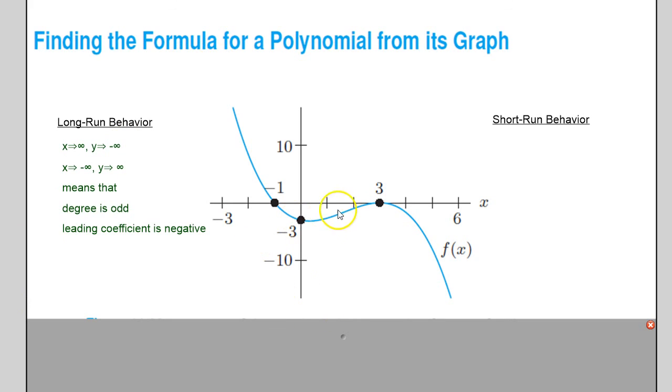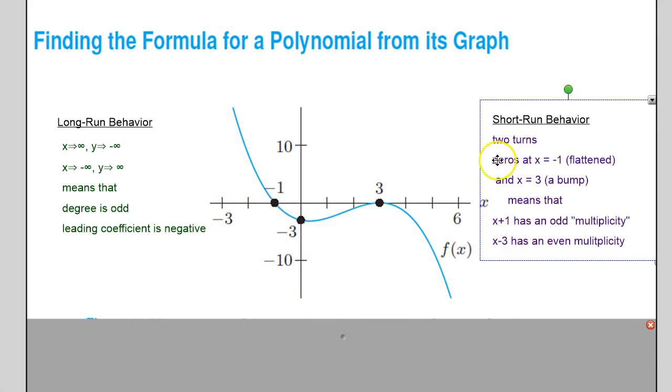As you can see, as x goes to infinity, the function value goes to negative infinity. And as x goes to negative infinity, the function value goes to positive infinity, which means that the degree of this polynomial has to be odd and bigger than 1, and also that the leading coefficient has to be negative, because if not, then these would be switched in direction.